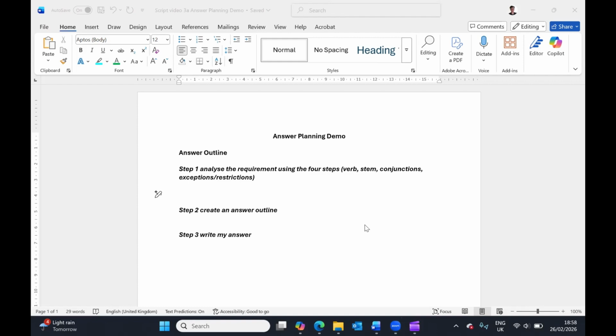The idea is just to get you into the habit of thinking, of analyzing the requirement, creating the answer outline, and then writing your answer. So however you actually would do that in the exam, then go ahead and do that.